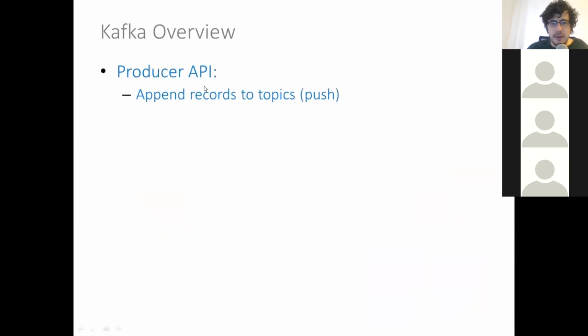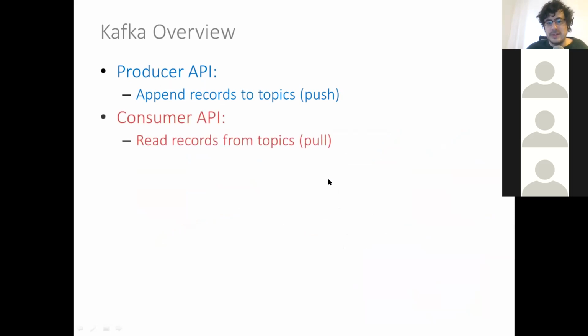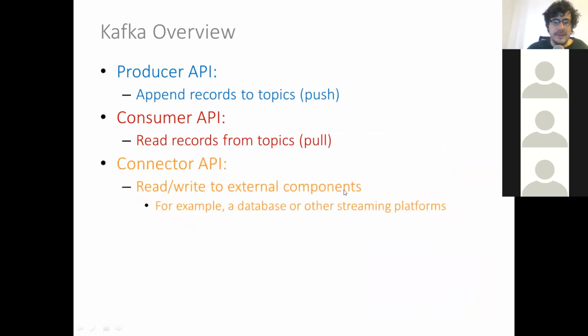So the producer API, essentially what producers can do, they can just append records to the topics. So they can push records to a topic. The consumer API can read records from the topic. They can pull the records from a given topic. A connector API allows for reads and writes to external components. That might be a connector to a database, a connector to another streaming platform, and so forth.